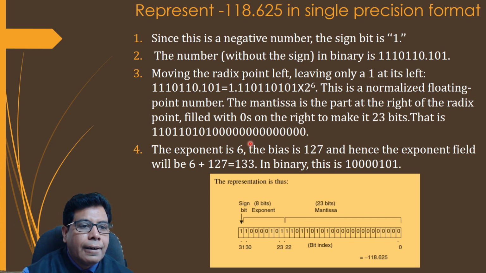And the exponent is 6, we have to add 127 to that. So 6 plus 127, 133. So the equivalent is 10000101. So then we can represent it here. The sign bit will be 1, then 10000101, that is the 8 bits that represent the exponent, and this will be the mantissa, which is here. So this will represent minus 118.625.